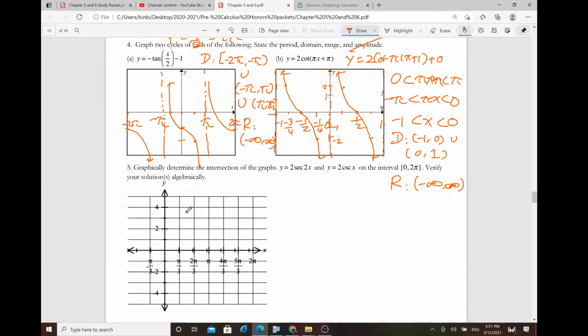Okay, so now what about number 5? Graphically, determine the intersections of the graphs y equals 2 secant of 2x, y equals 2 cosecant of x. Okay, so find out the period for this one. So secant of 2x, period, then that'll be 2 pi over 2, which is pi. Okay, so pi.